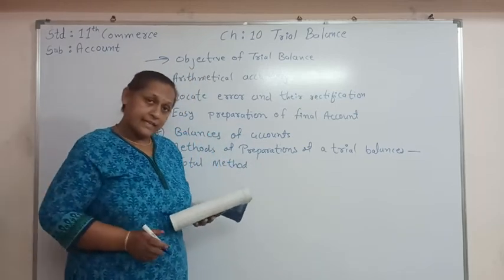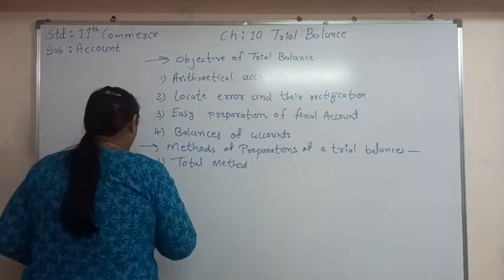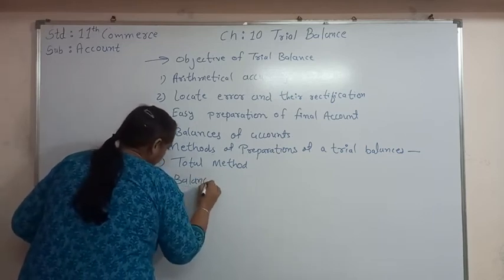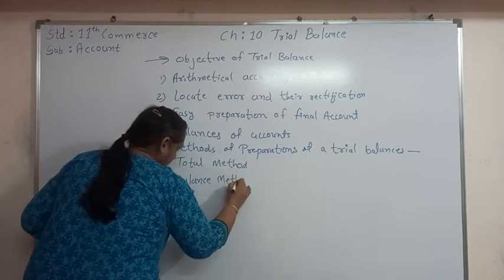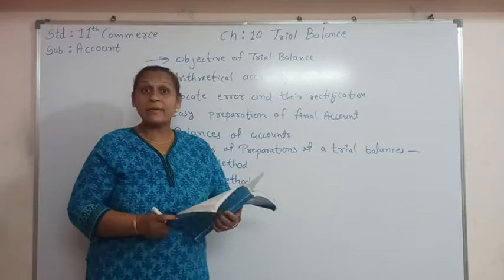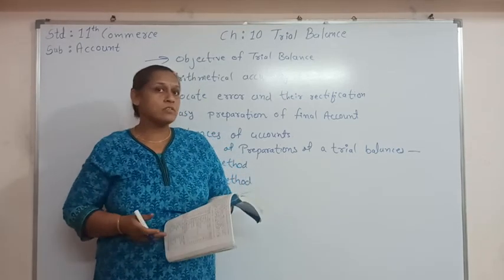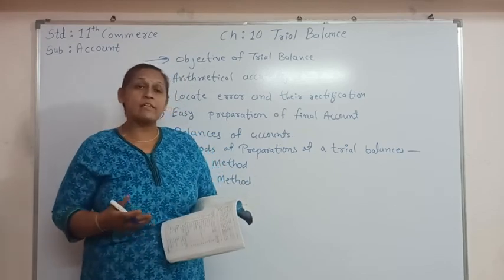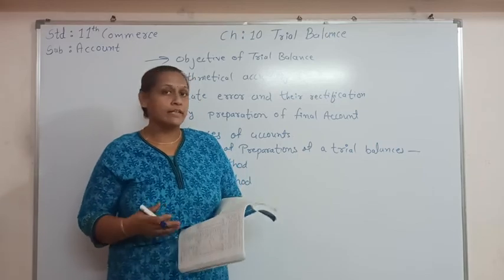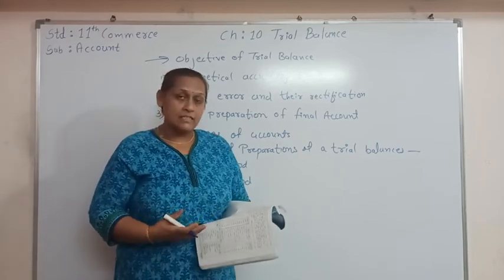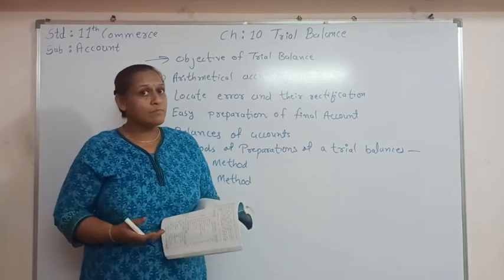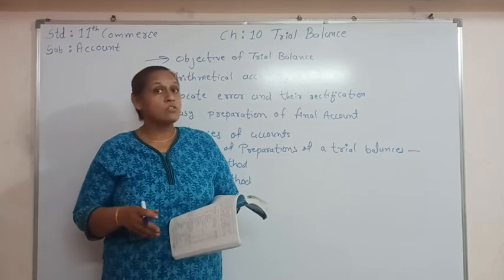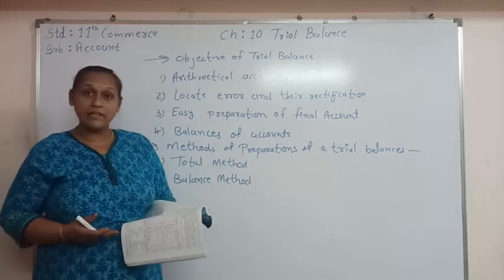And the second method is the balance method. The balance method means we are going to find out the balance of the account, that is the debit balance or credit balance, and whatever the balance of the account is, we put that into the trial balance. That is called the balance method, and that type of sum we will see in our third part, part 3 of the same chapter. So these are the methods of preparing the trial balance.